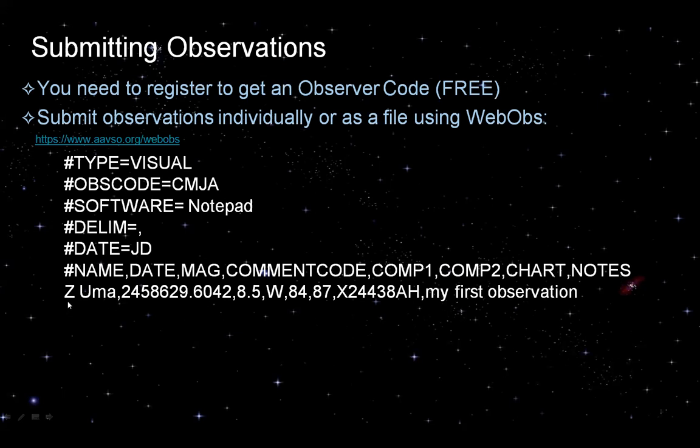So in this case, it's the star Z Ursae Majoris. There's the Julian date. I estimated it at magnitude 8.5. An observer code is W. There was poor seeing that night. My two comparison stars were 84 and 87, meaning those were the published magnitude values of 8.4 and 8.7. There's my chart ID. And my note to myself is, hey, it's my first observation.